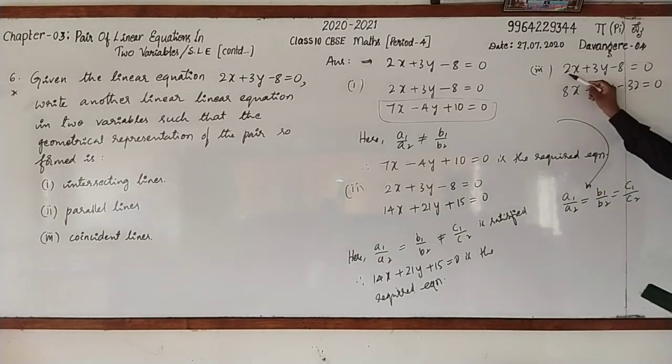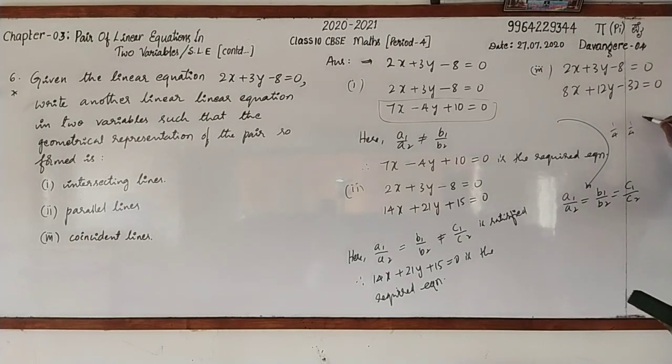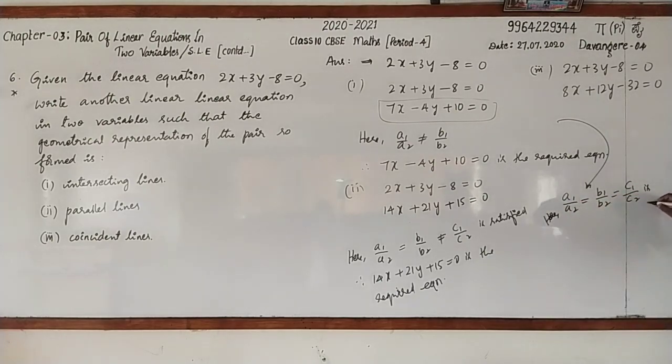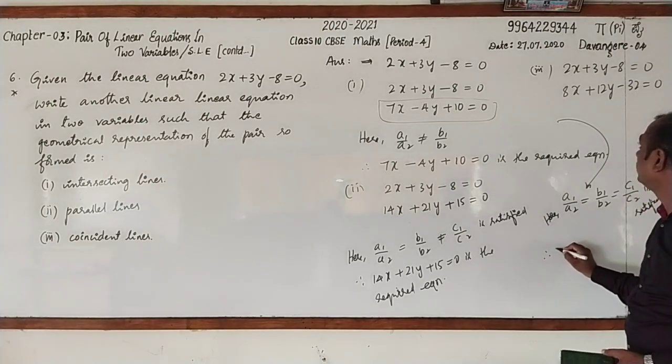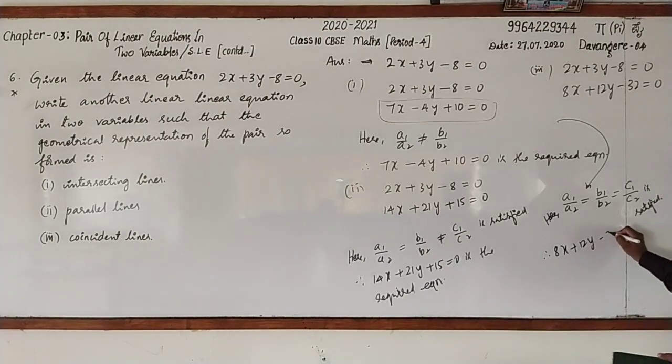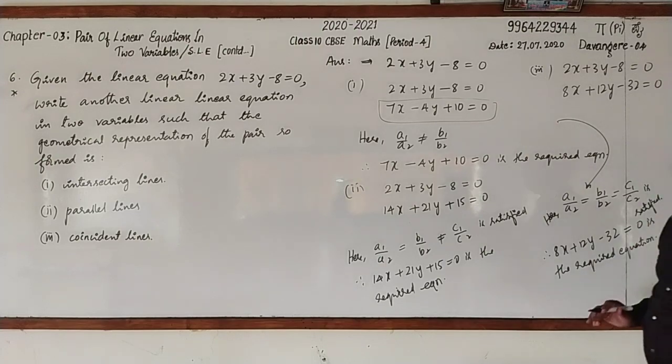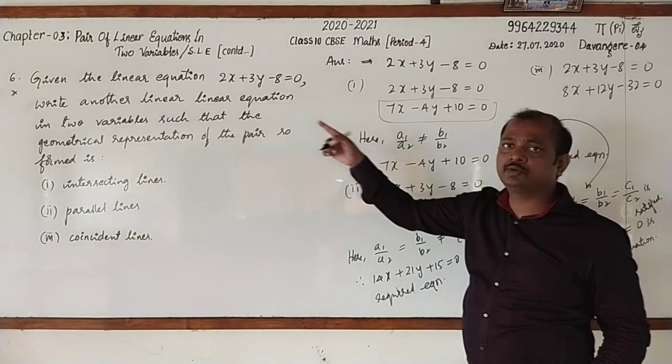Now find out 2 by 8, 1 by 4. 3 by 12, 1 by 4. Minus 8 by minus 32, minus minus get cancelled, 8 ones are 8, 8 fours are 32, 1 by 4. 1 by 4, 1 by 4. So here we can write this condition is satisfied. Therefore, 8x plus 12y minus 32 equal to 0 is the required equation. Clear? Yes. Please go for copying from there to here.